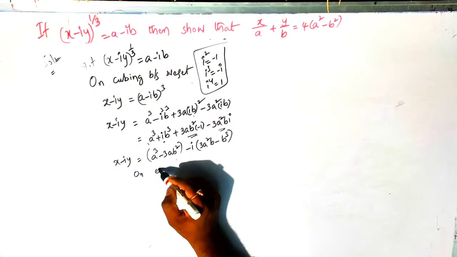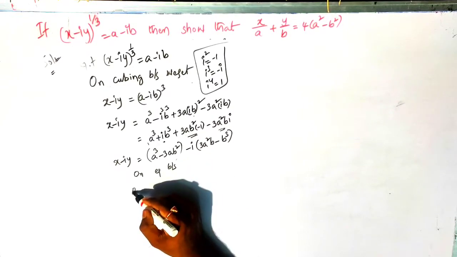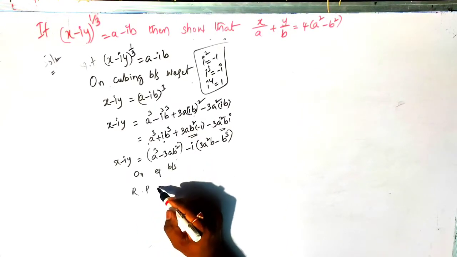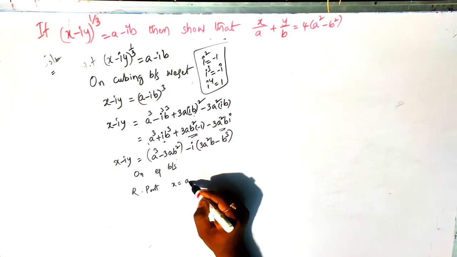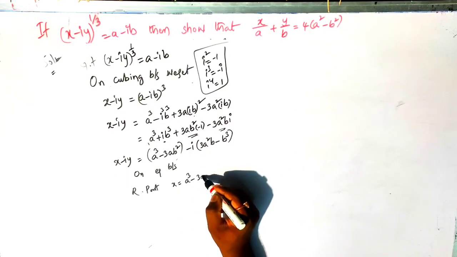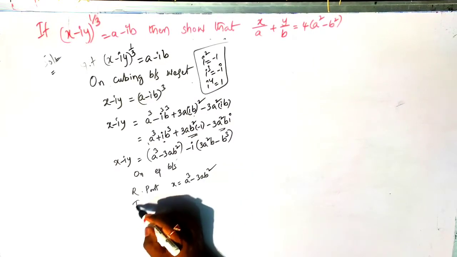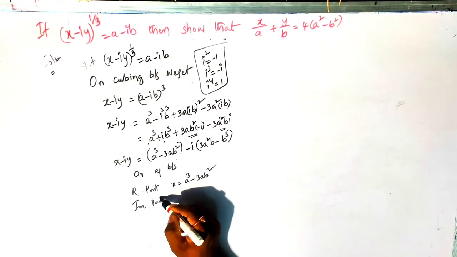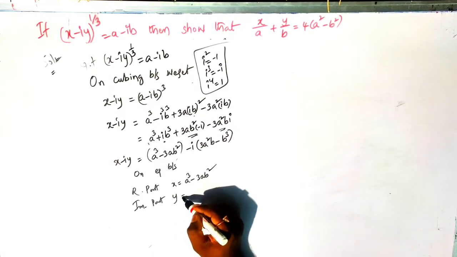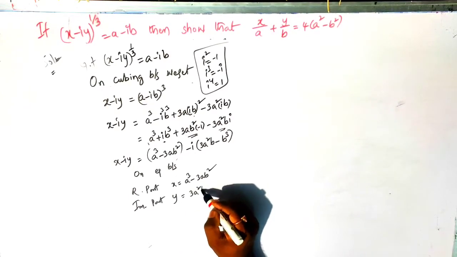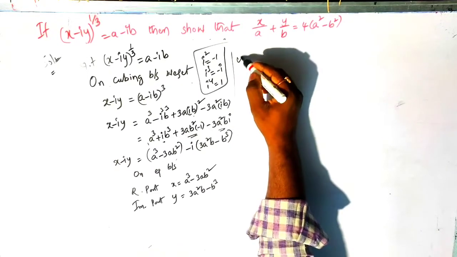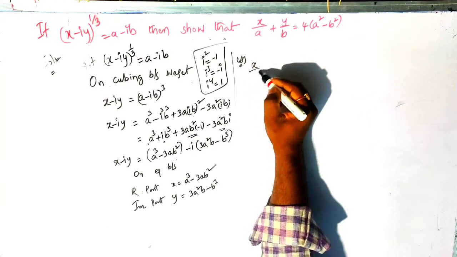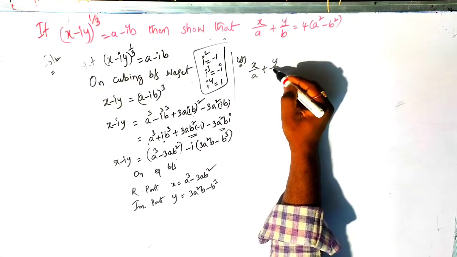On equating both sides, the real part and imaginary part: the real part is nothing but x equals a cube minus 3ab square, and the imaginary part is y equals 3a square b minus b cube. Okay, now we take the LHS, x by a plus y by b.